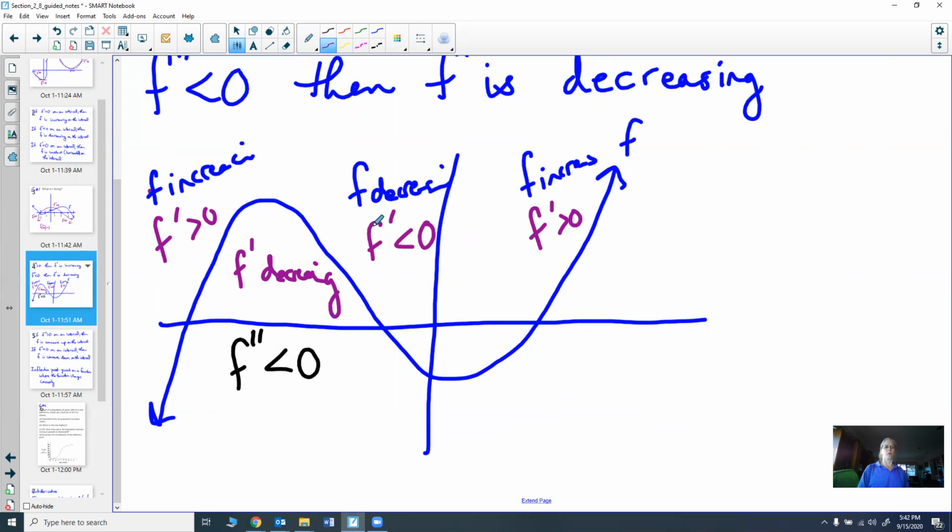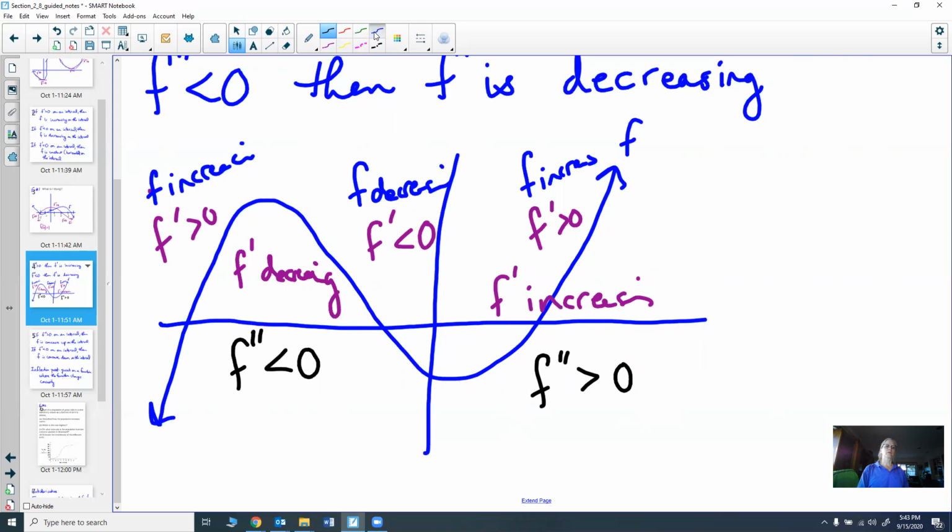Here, we went from a negative number to a positive number. So that tells me my f prime is now increasing because we went from negative to positive, which tells me that my f double prime must be positive. Because remember, if the function is increasing, then the derivative is positive. So if the first derivative is increasing, then the second derivative is positive.